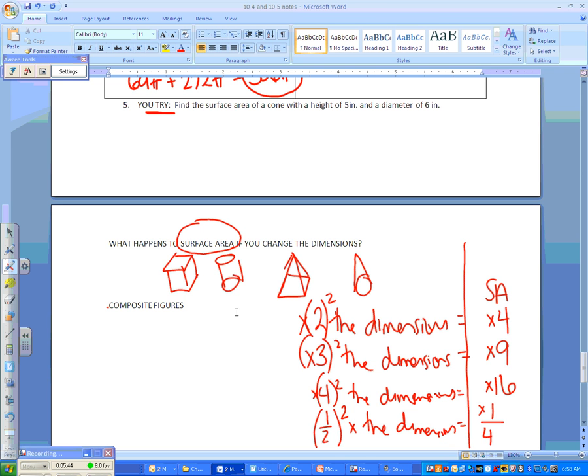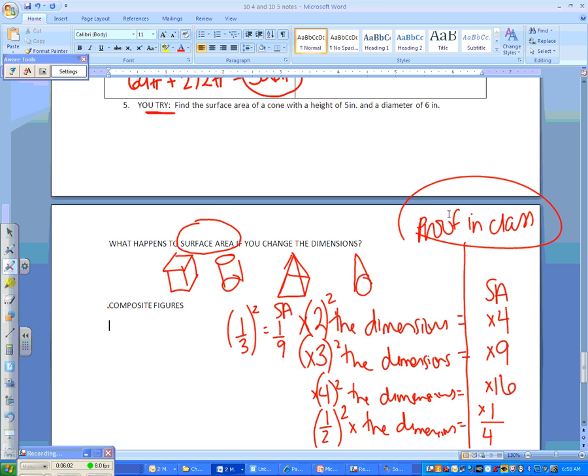Same thing for 1/3. Let's say I take all the dimensions and I cut them by 1/3. What's going to happen to the surface area is all you have to do is square it. And it's going to be 1/9. We're going to prove this in class tomorrow. Remind me in case I forget. I don't know why I wrote proof. Prove in class, the verb, not the noun.